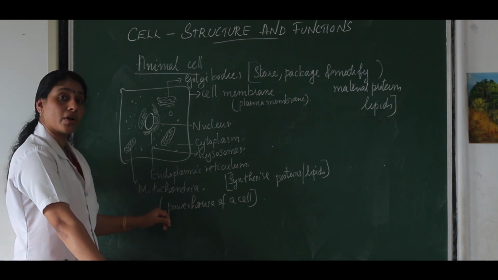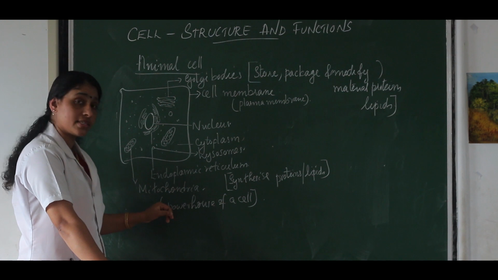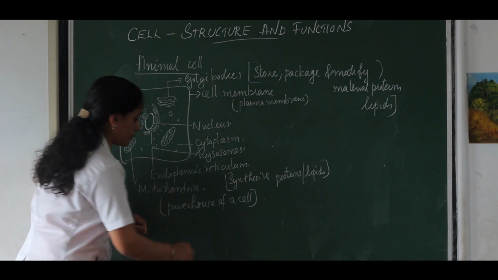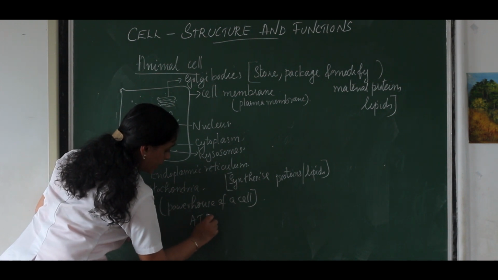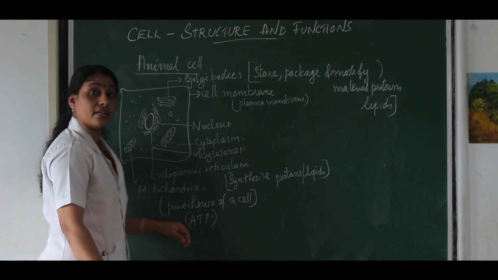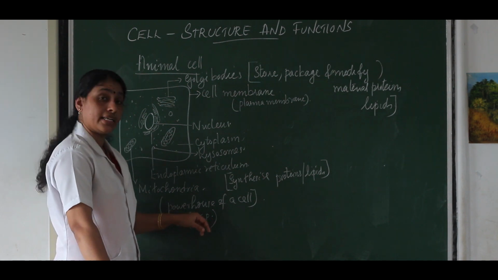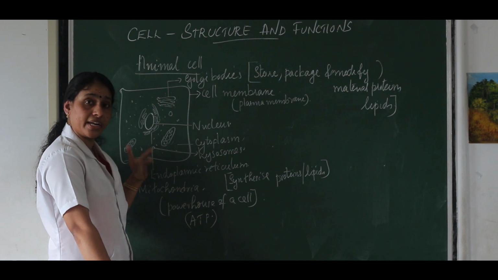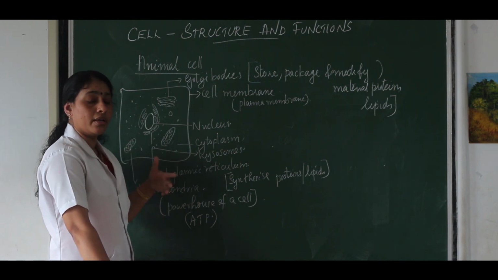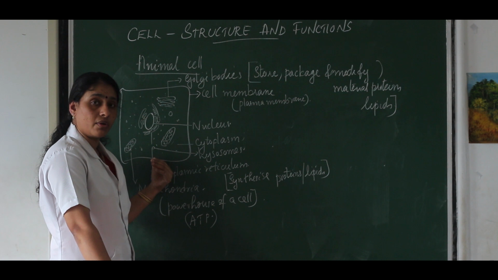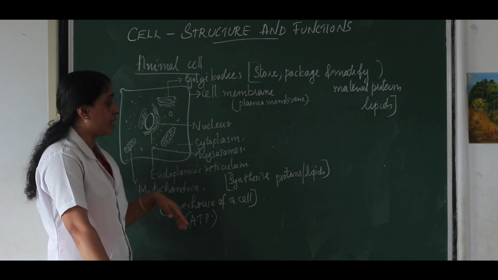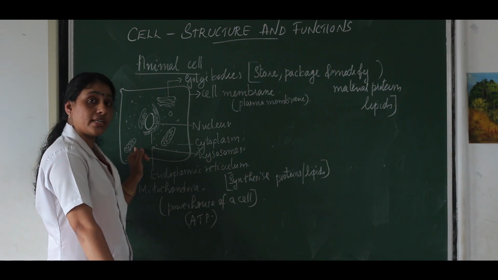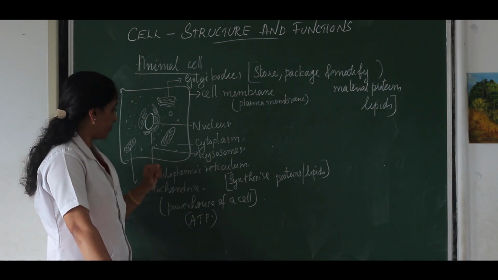It is known as the powerhouse of a cell because it is the cell organelle which helps to store more ATP in its body. ATP is the energy currency of a cell, and that ATP will be stored inside this mitochondria. Whenever any cell is in need of energy, it will break down its ATP and release the energy needed for that cell. So that is why mitochondria is known as the powerhouse of a cell.